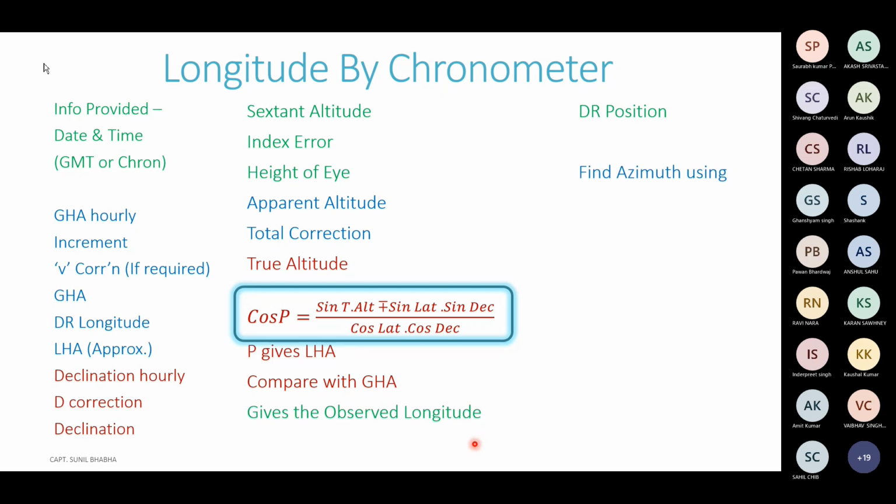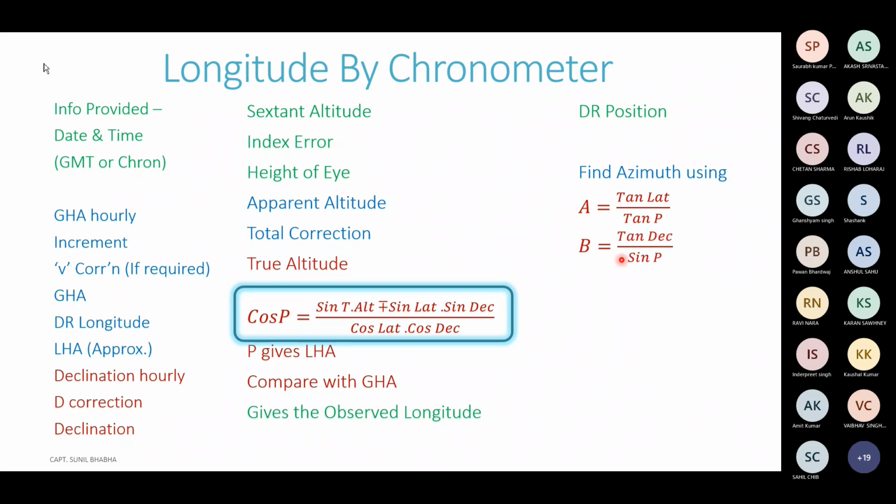How do we get the azimuth of the body? Now for the azimuth, we use the ABC method. We are aware in the ABC method, A is equal to tangent latitude upon tangent P, named opposite to latitude if P is less than 90. It is named same as latitude in case P is greater than 90, which are unusual cases, very few cases.